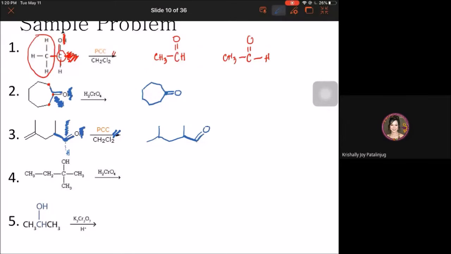So, pwede raan na. Okay. Kaya imaginary man ang hydrogen. So, that is an aldehyde. No? Imaginary ang isa ka hydrogen.